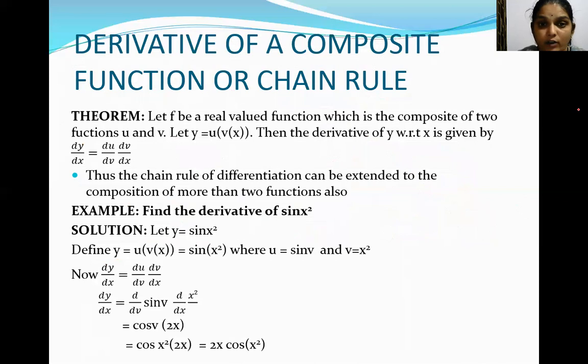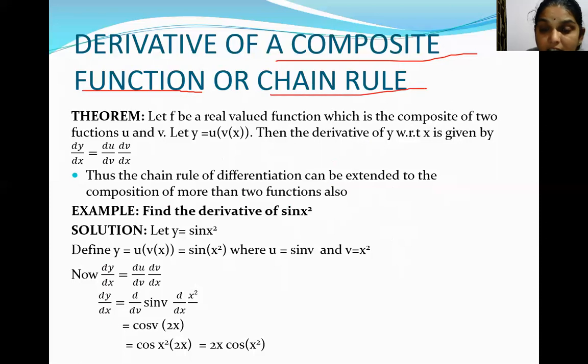Now, the derivative of a composite function. The derivative of a composite function is very famous as the chain rule. Why do we use the word chain rule? Because we go on differentiating those one by one, one by one, like that. For example, let f be a real valued function which is the composite of two functions u and v. Let y be a function u operating on v of x. Then the derivative of y with respect to x is given by dy by dx is du by dv into dv by dx.